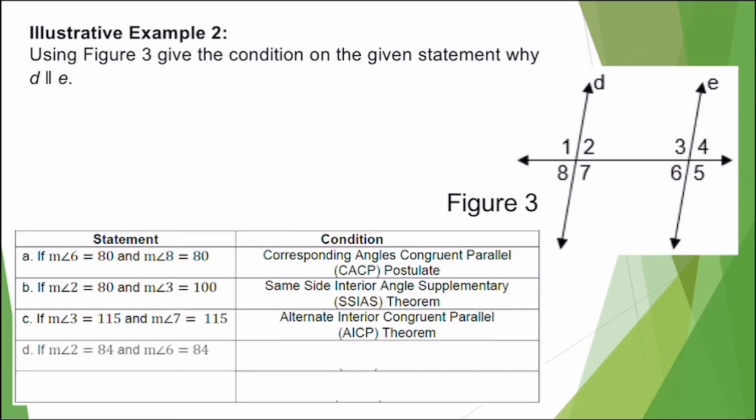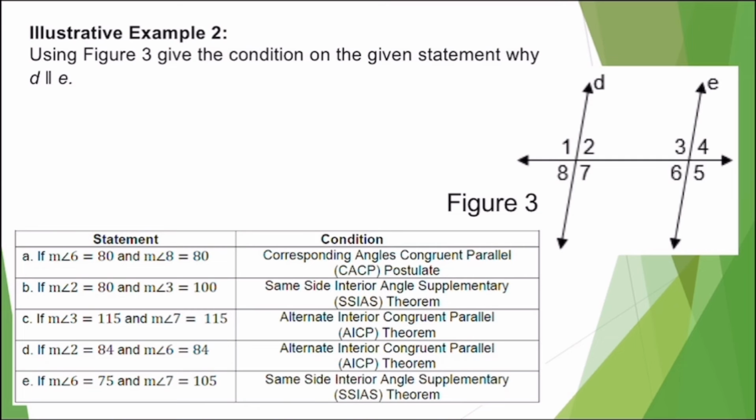Next statement, if the degree measure of angle 2 is equal to 84 and the degree measure of angle 6 is equal to 84, the condition here is by alternate interior congruent parallel, or AICP theorem again. And for our last statement, if the degree measure of angle 6 is equal to 75 and the degree measure of angle 7 is 105, the condition here is the same side interior angle supplementary, or the SSIS theorem. That is our second example.